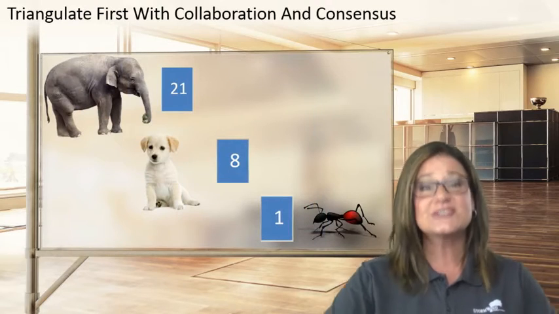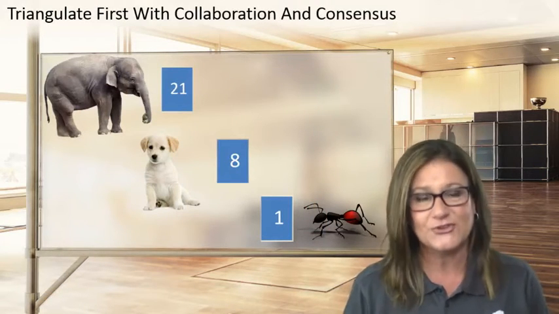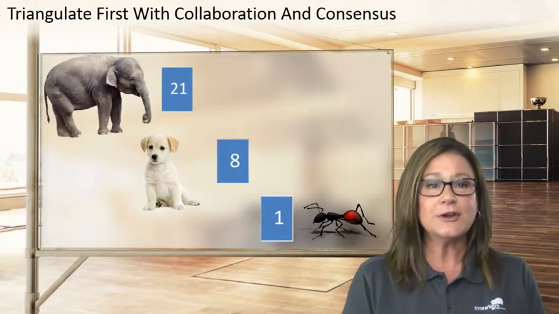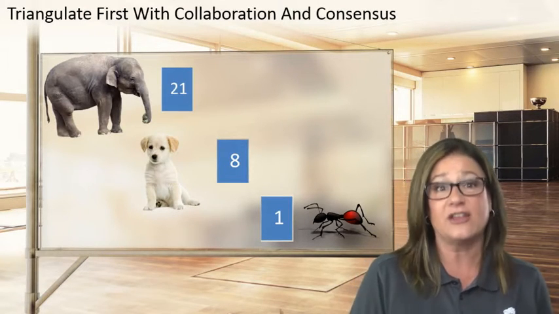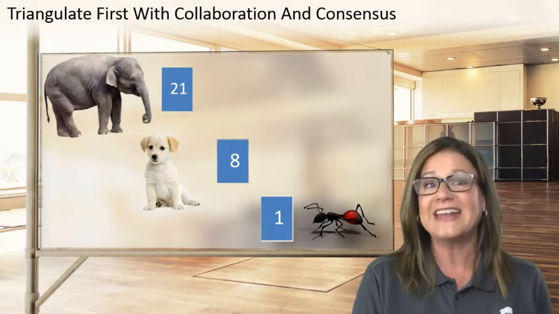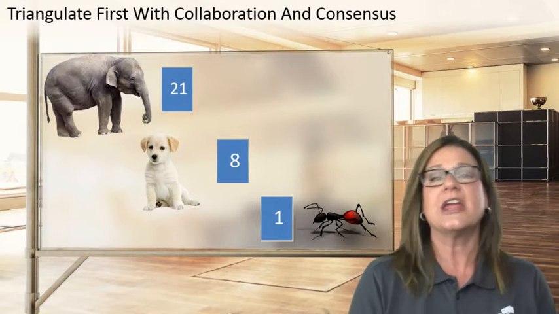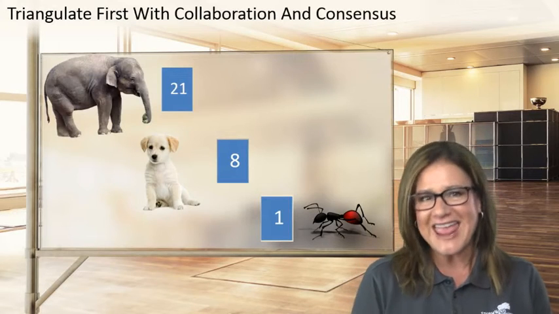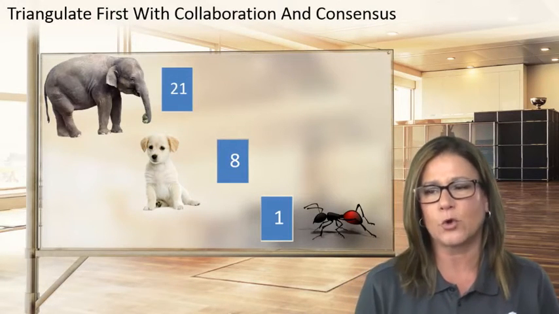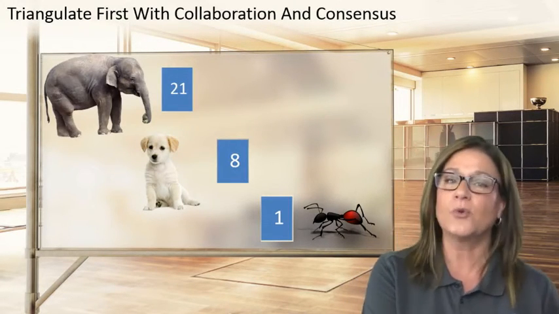So let's just use size. Let's just use animals so you can see how this works. Very first thing we're going to do with our team is triangulate. We're going to say, okay, an elephant is 21. Anything that's elephant-sized work, we're going to call that a 21. Now, a little puppy, we'll call that an 8, kind of a medium-sized piece of work. And this ant here, that's a 1.